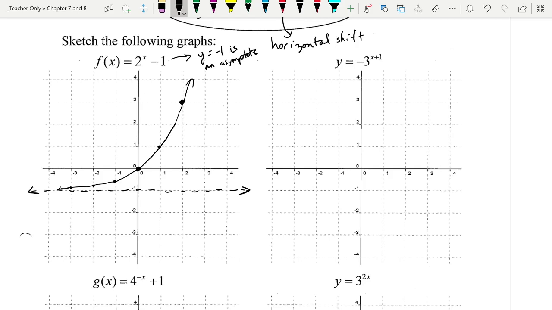Okay, now check this guy out. What does this negative do here? Here, I'm going to write this over here. So this has a negative here. What does that negative do? What does a negative on A do?